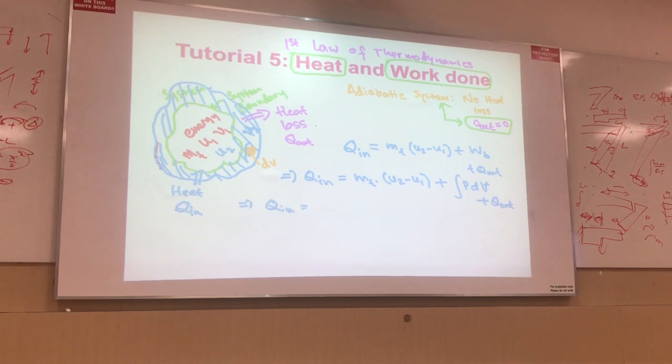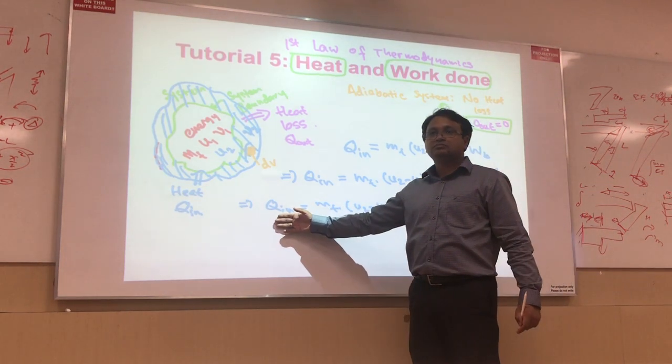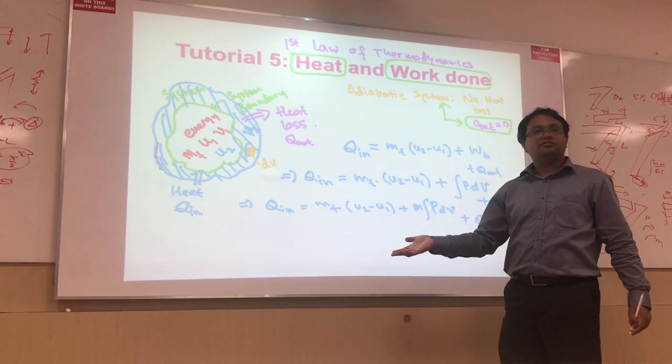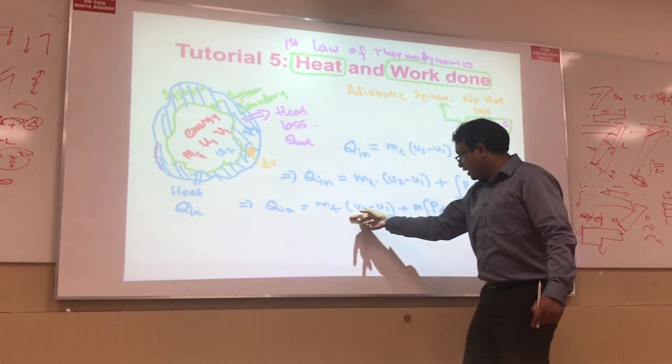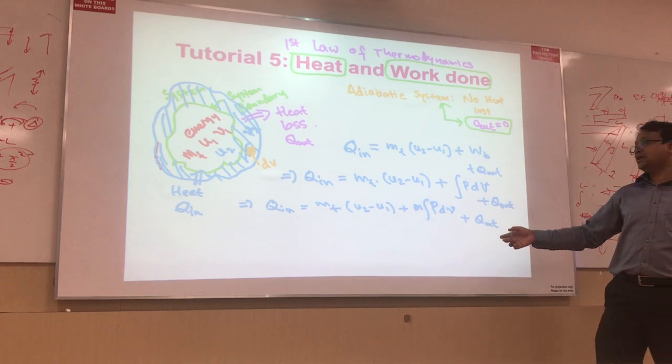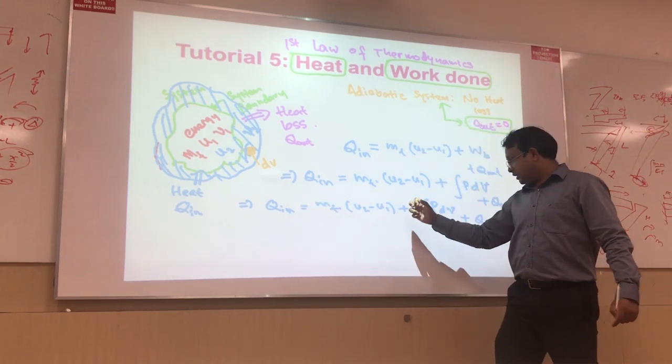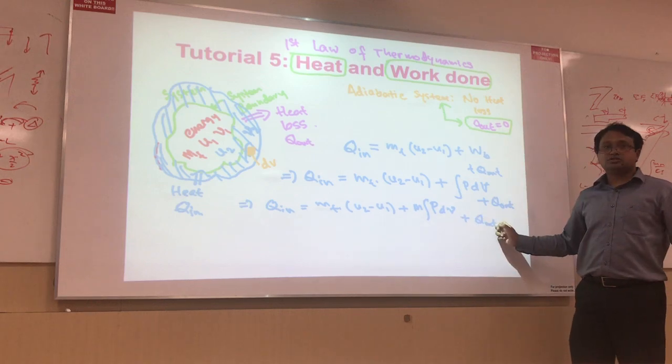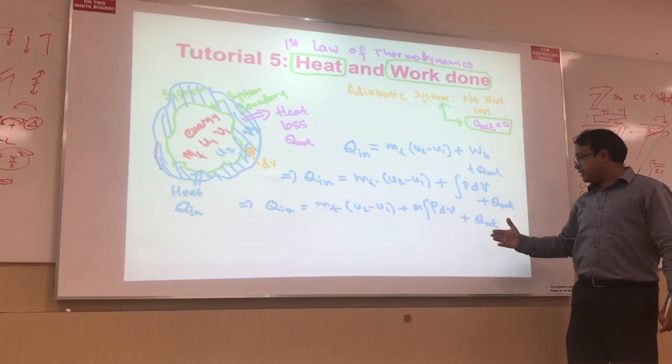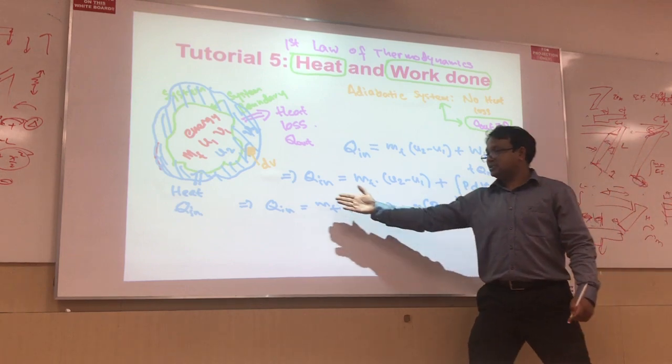Then I can write Q in equals m times (U2 minus U1) plus, if I multiply with mass m constant, P d specific volume, plus Q out. This is the first law. If you write this way, it's enough. If you understand this concept, you can write them easily. The heat input is equivalent to the change in internal energy plus boundary work plus heat loss. If the system is adiabatic, Q out is 0.